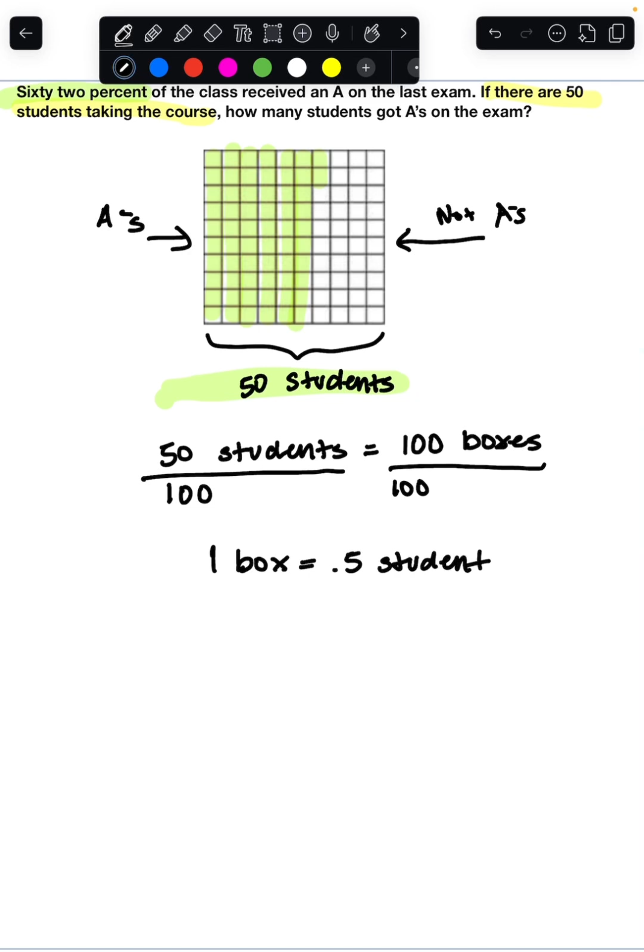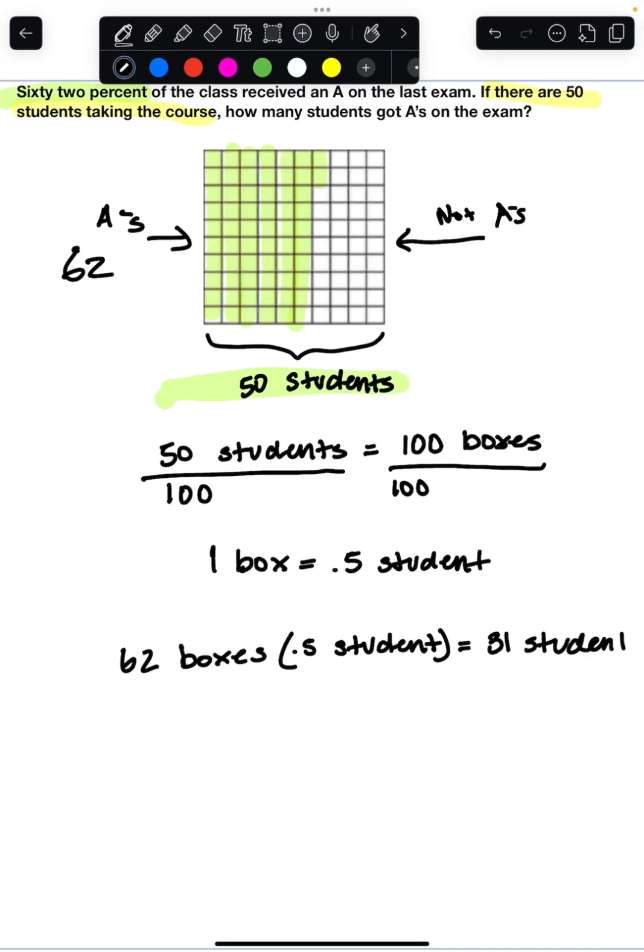Well, we can't have halves, but let's first enter it into the amount of A's, which is 62. So 62 boxes times 0.5 a student will equal 31 students, which means 31 students got A's.